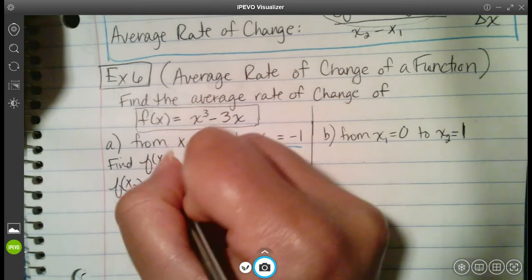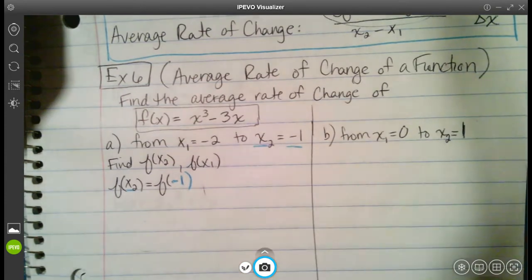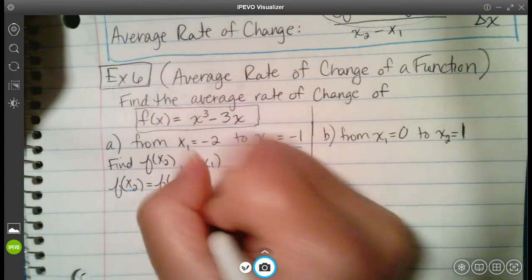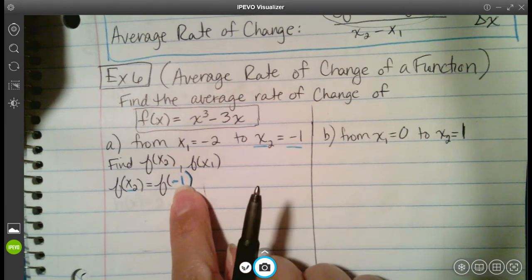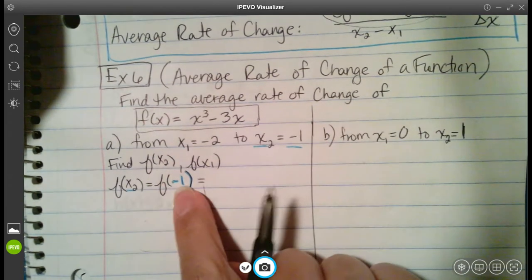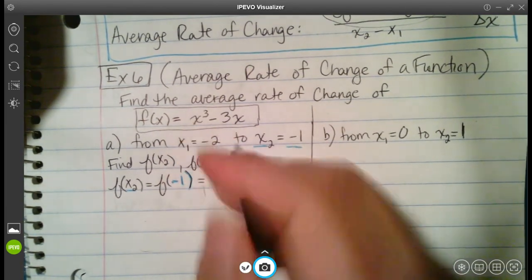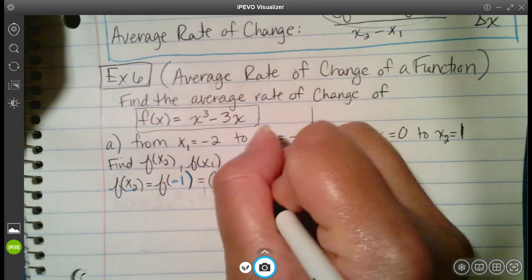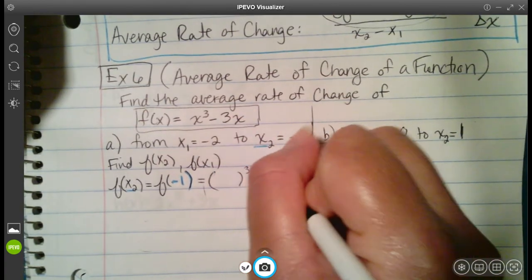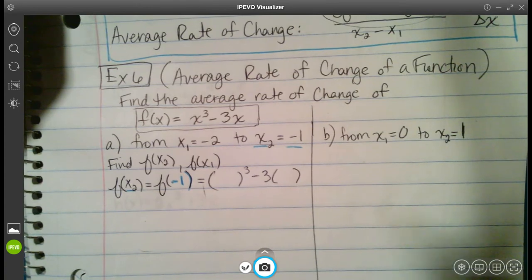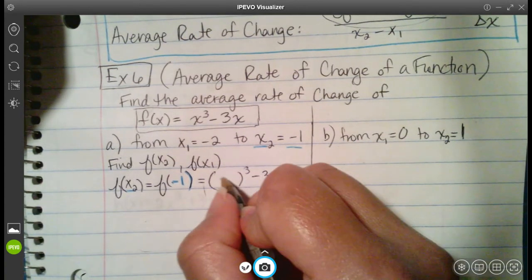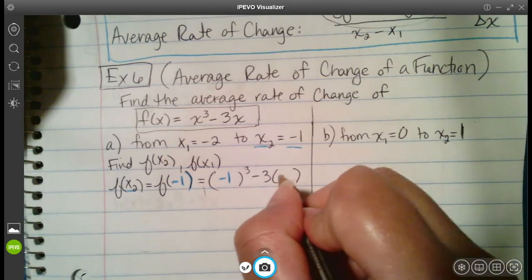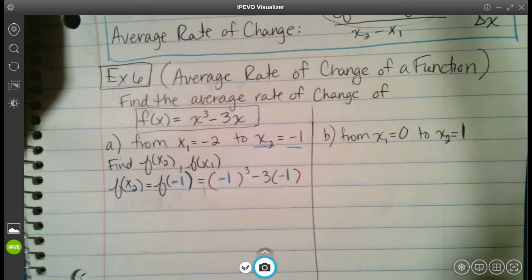So f of negative 1. I'm just plugging it in. That's all I'm doing. I'm taking this value, because that's x2, and I'm plugging it into my parentheses. It's going to be equal to, I'm going to copy this now, but instead of my x's, I'm going to put parentheses. And inside those parentheses, just like we did in previous units, we're going to plug in that negative 1. This is like our function notation stuff from before.